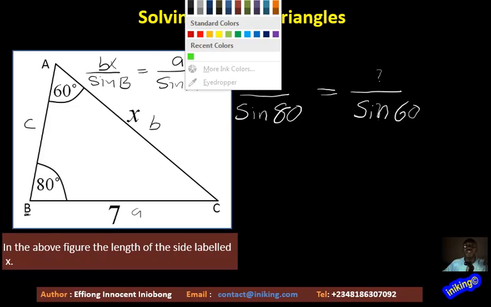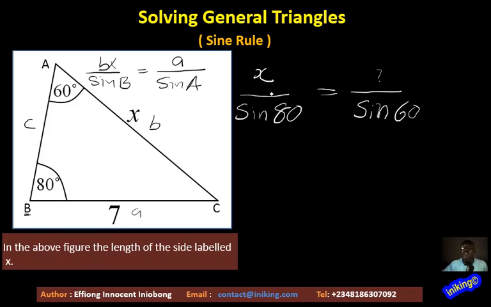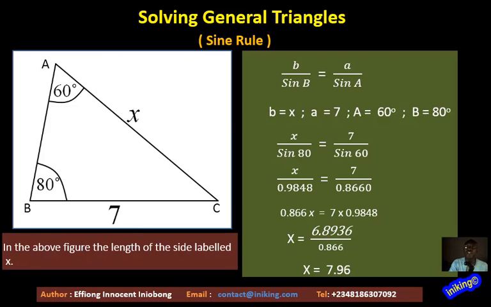So let's continue. I change the color of my marker back to white. I come here and say, okay, I have x all over sine 80 equals what? This is 7 all over sine 60. Find the values of sine 80 and sine 60. Yeah, on the screen here, we can see that sine 80 is 0.9848 and sine 60 is 0.8660.